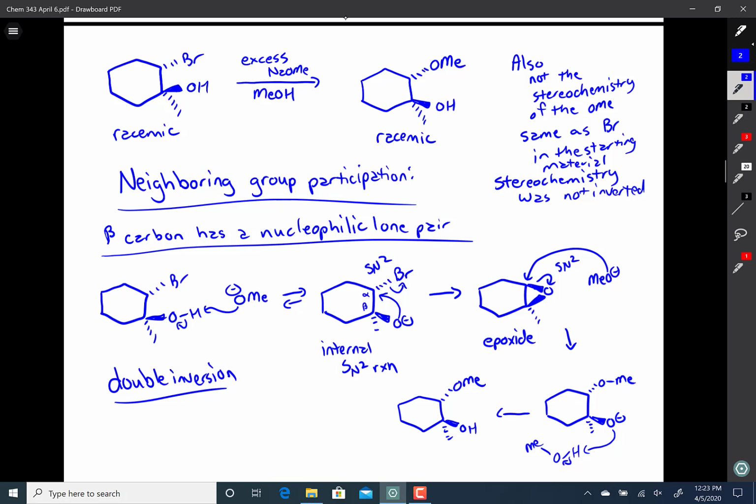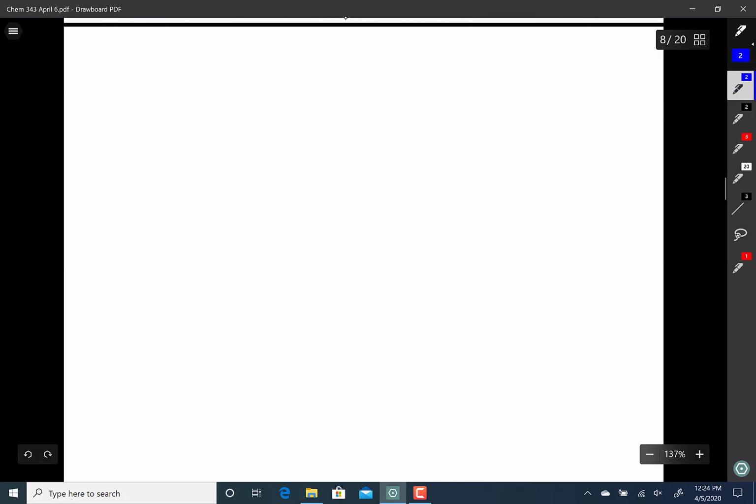Now the way to check this is to try the reaction again, only don't use excess sodium methoxide, just use one equivalent of sodium methoxide. And if you do so, the major product that you get is the epoxide.